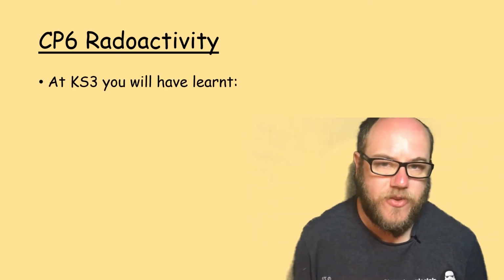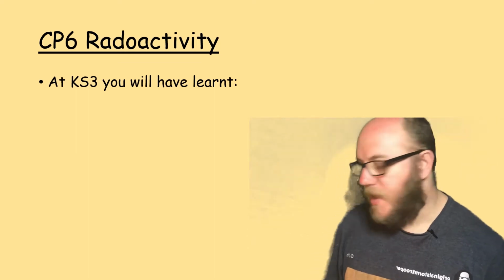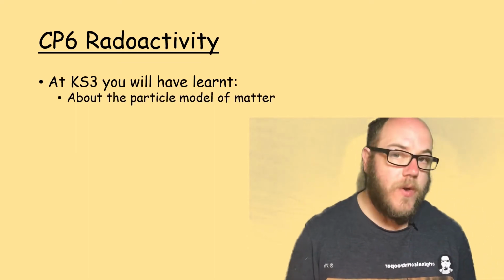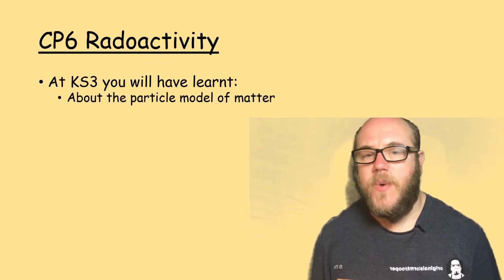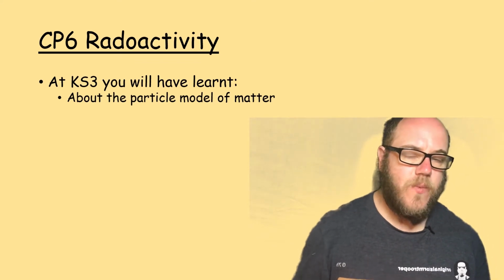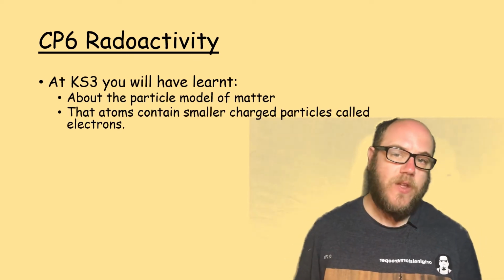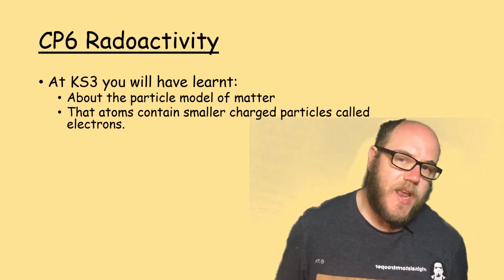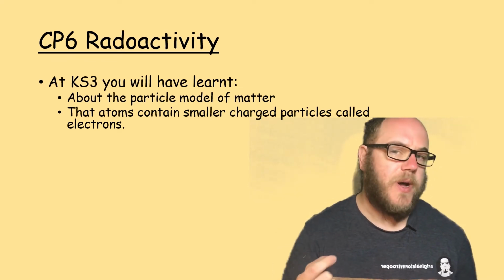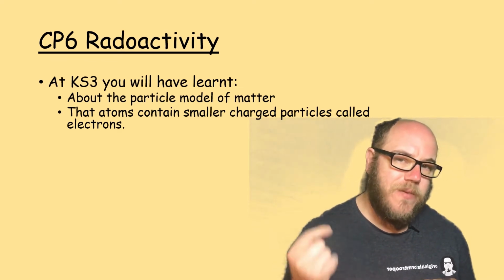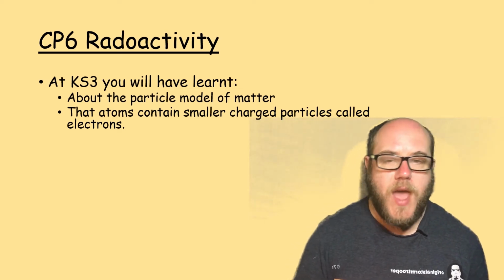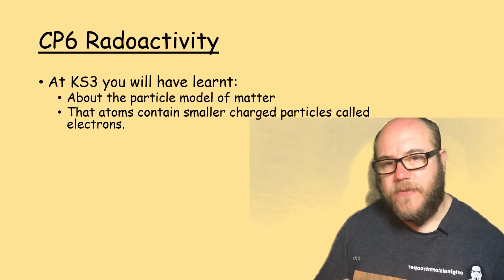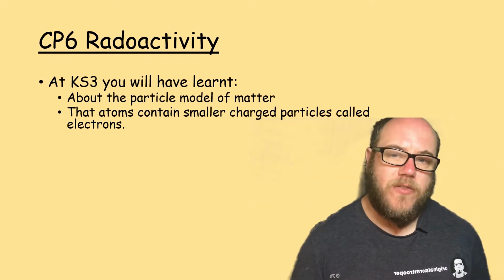Now let's have a look at the kind of thing you've already learned. At Key Stage 3, you would have learned the following things. You're going to have learned about the particle model of matter, and in the very first video we're going to have a very quick recap of that, so don't worry if you've forgotten anything. And hopefully you'll also remember that atoms contain very tiny charged particles called electrons, and you may even remember that these electrons buzz around the outside of the atom. We're going to look at how that was discovered and what that means in terms of the physics.